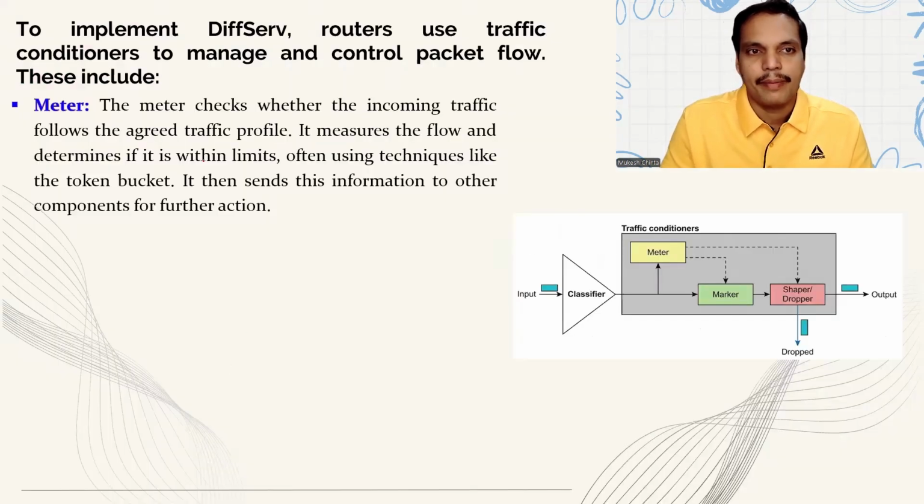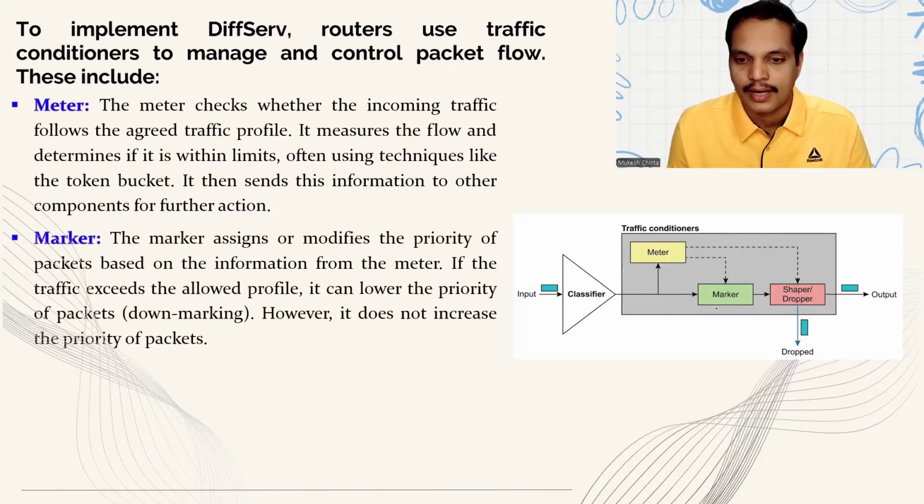Now, to implement this particular differentiated services, we require the following things. How do we control and how do we manage them? The first one is called a meter. So the meter checks whether the incoming traffic follows the agreed traffic profile or not. It measures the flow and determines if it is within the limits, often using techniques like the token bucket. It then sends this information to other components for further action. What are the other components?